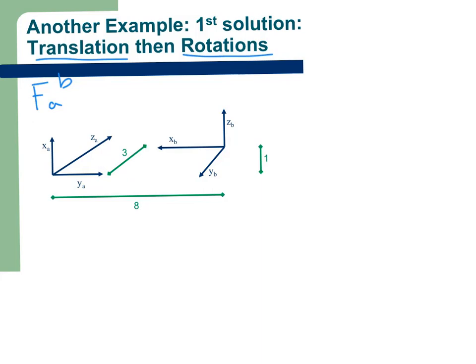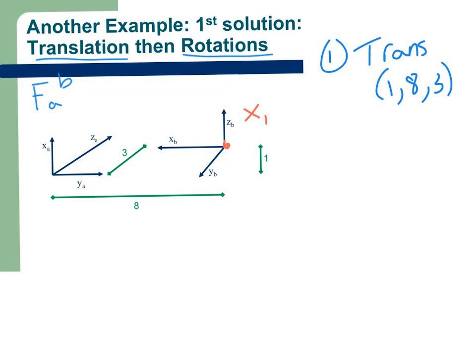So the first thing I'm going to do is a trans of 1 up, 8 to the right, and 3 into the screen. That corresponds to the XYZ. And that's going to take my A frame into some new frame. That new frame has its origin in the same place as the B frame, but now, let's see. We'll call this frame 1, the intermediate frame 1.